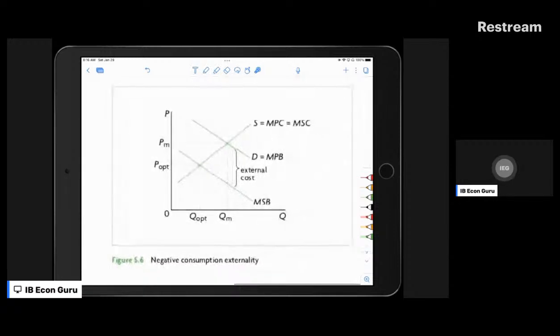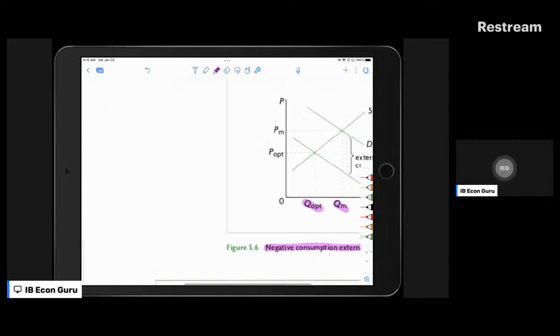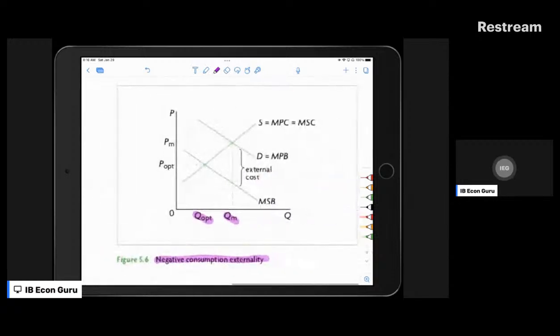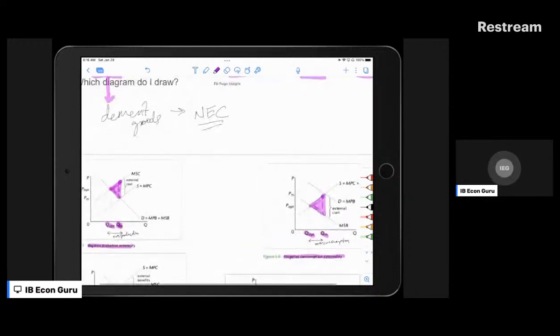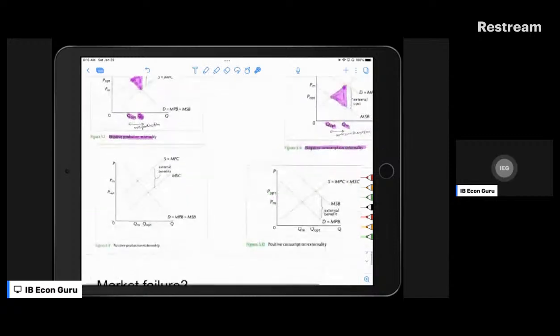Okay. What about a negative consumption externality? Again, QM is greater than QOpt, like a negative production externality. But here, there is a problem of overconsumption. All right. Where is the welfare loss? Remember, it must always point towards QOpt. It is this triangle here. You'll notice in both of these diagrams the welfare loss is pointing in the same direction because these are both negative externalities.